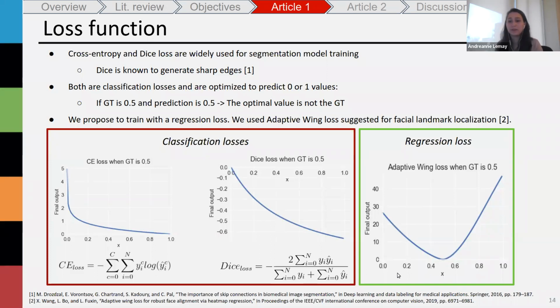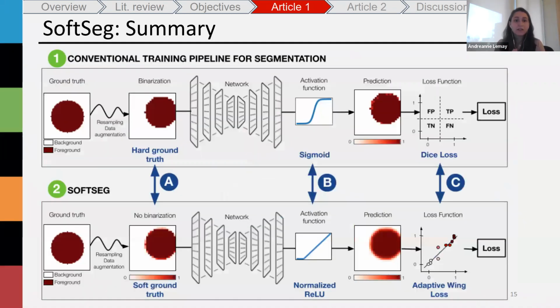So this way, we encourage the model to predict not only 0 or 1, but values in between. So in summary, we modified three key features of the conventional training pipeline. The first one is the way we pre-process the data. We use soft ground truth derived from the interpolation of our labels due to data augmentation and pre-processing.